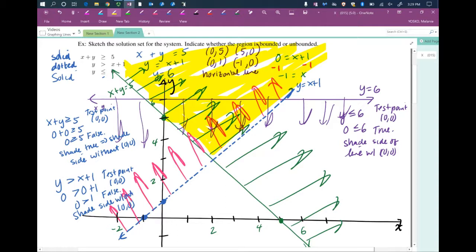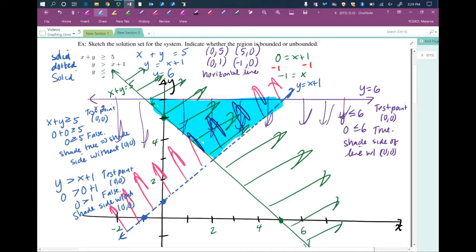So now we also look at that y equals 6, the horizontal line, and we're shading down from there. So I cannot look at this region up here above it. That doesn't make sense. That's not included. So you're going to see that we end up with this region right here. This is shaded for all three pieces.